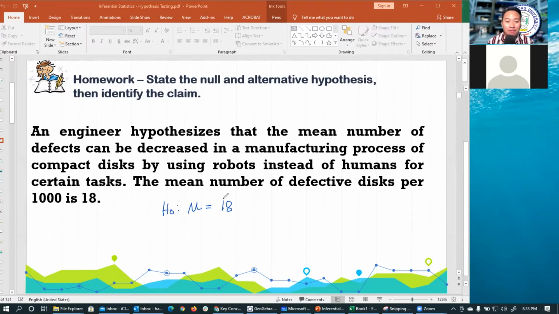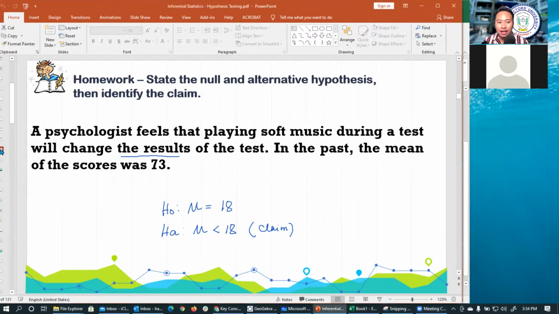That's correct, EJ. And what's going to be our alternative hypothesis? Very good. Mu is less than 18. Why did Velo say it's less than? The answer, guys, is in the problem still: can be decreased. Now, which one is the claim out of these two statements, the null hypothesis or the alternative hypothesis? Alternative hypothesis. Very good, that's the claim. So I believe everyone should know how to determine the claim as well as how to state the null hypothesis. Let's proceed to the next slide.